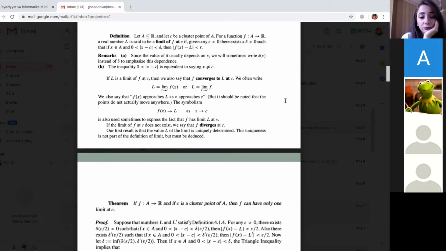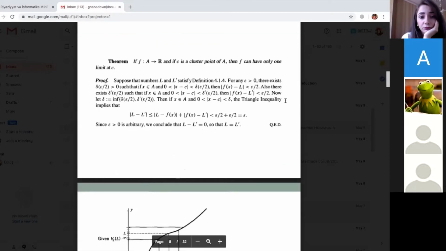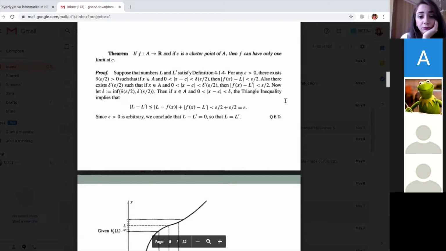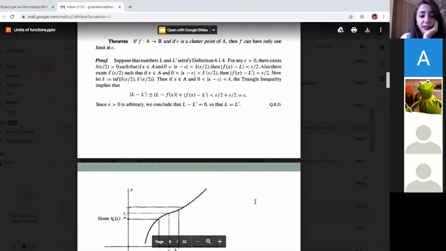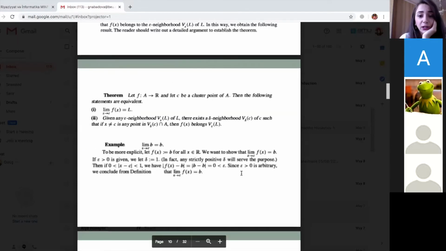Next slide. There is a theorem: if A is a subset of R and if c is a cluster point of A, then f can have only one limit at c. This is the proof. You don't need to prove the theorem, and also the theorem about the cluster point.